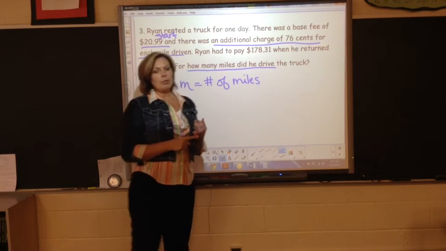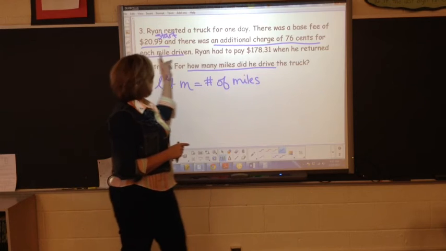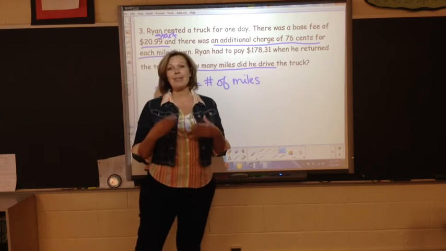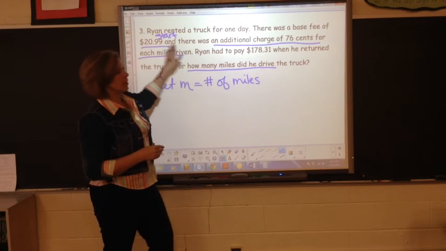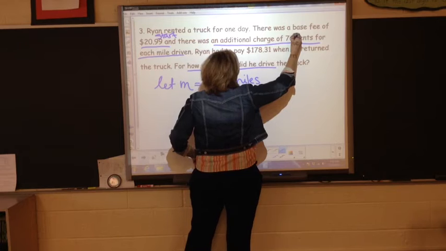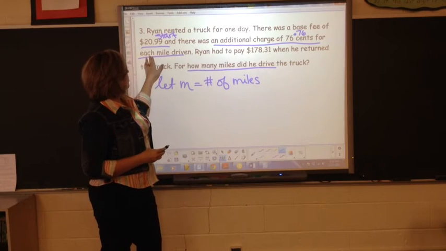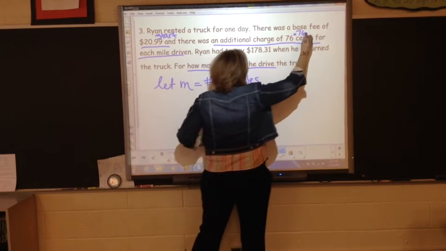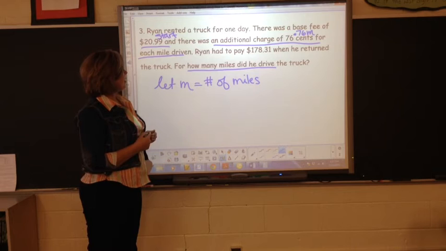So I need to note two things. One, that's going to be multiplication. 76 cents for each mile is the same thing as saying 76 cents per mile. But also I want to notice that I'm going from dollars to cents. So I'm actually just going to go ahead and write that right there to remind me. 76 cents per mile. And I'm going to know it's multiplication, so I'm going to go ahead and put the symbol that I'm going to use right there.